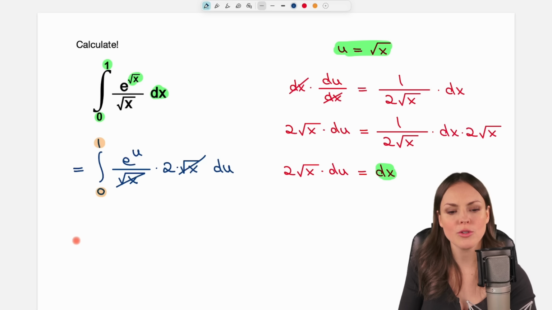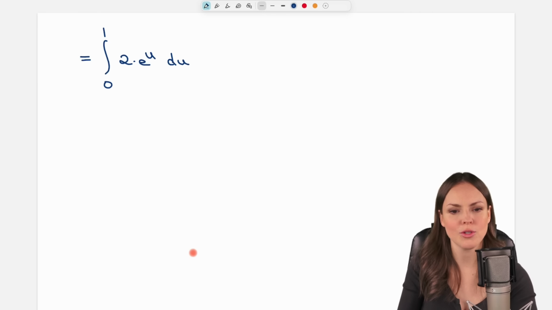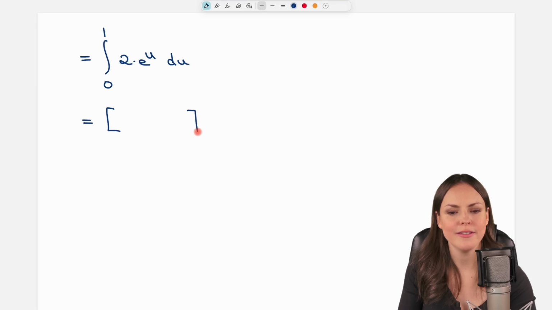So we're going to solve this u integral now in the limits from 0 to 1. E to the power of u times 2. I'm going to write down the number first so that we have 2 times e to the power of u, and then our du at the end. And now we only have to solve this cute little integral. We can find the antiderivative immediately. First, our limits from 0 to 1.